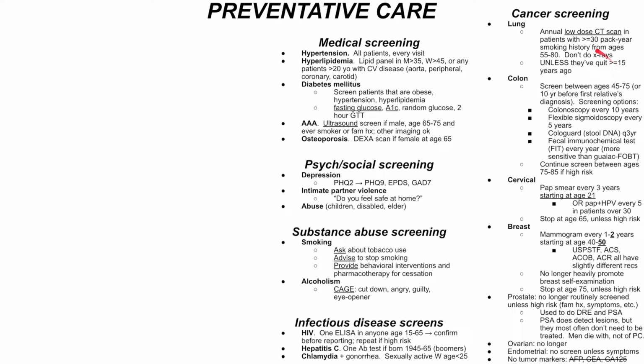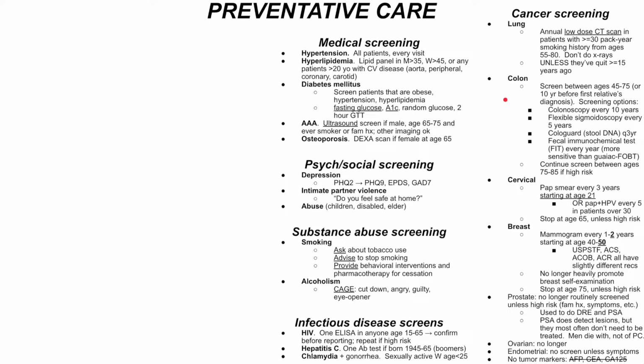So again, that's a low-dose CT scan, not an X-ray, in smokers with a 30-pack year history between the ages of 55 and 80. Colon cancer screening is a little more complicated. They recently changed the age. It used to be 50 or 55. Now it starts at 45. It goes until 75. There's decent evidence for it going until 85, especially in people that are high risk.